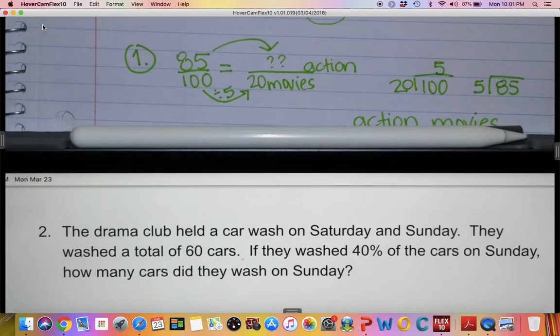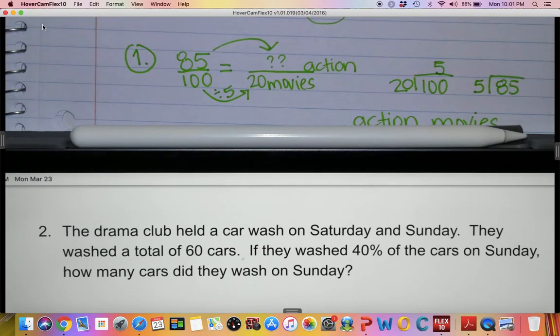Number 2, the drama club held a car wash on Saturday and Sunday. They washed a total of 60 cars. If they washed 40% of the cars on Sunday, how many cars did they wash on Sunday?